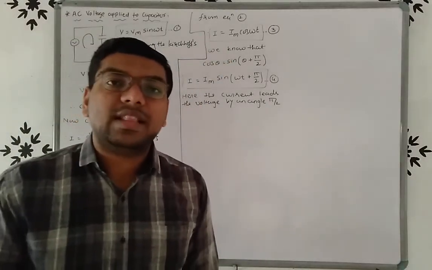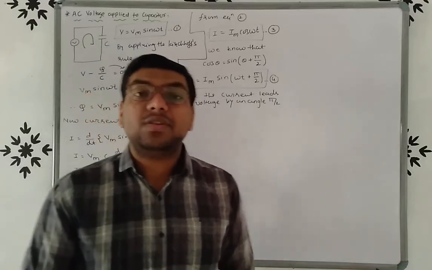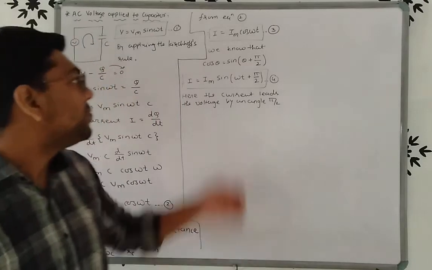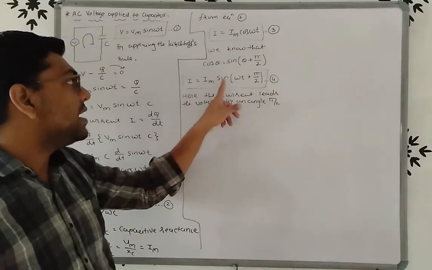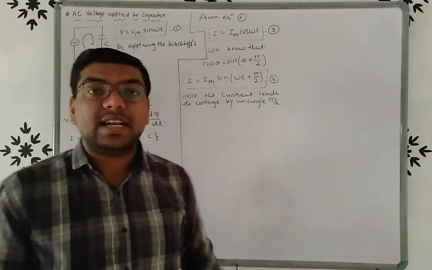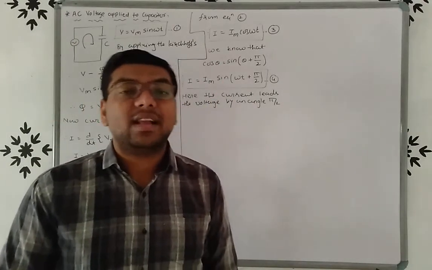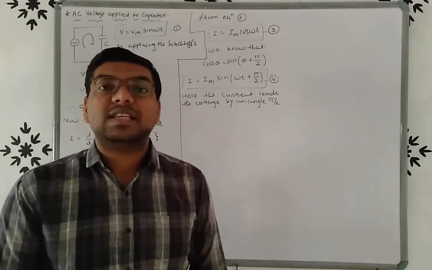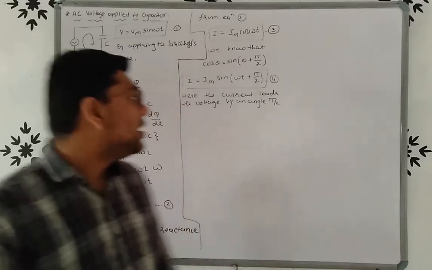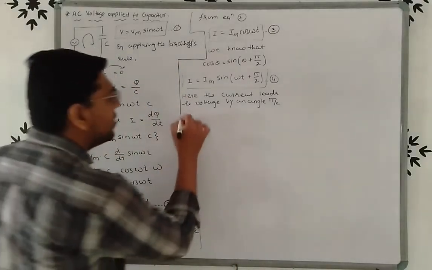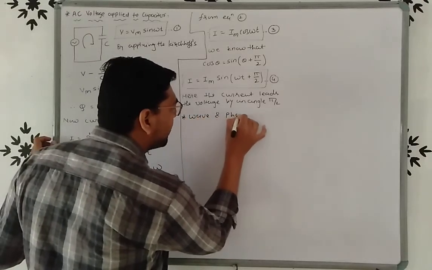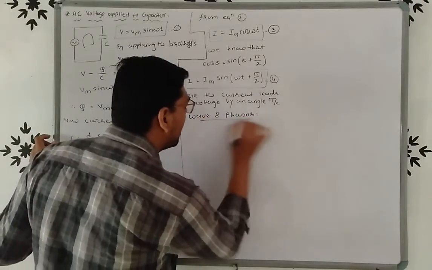So I is equals to Im cos omega t. If we want to write this equation in terms of sine, then we know that cos theta is equals to sin theta plus pi by 2, right? So I is equals to Im sin omega t plus pi by 2. So here we can say that the current leads voltage by angle pi by 2, or you can say the current is ahead of voltage by angle pi by 2. Now we draw the wave and phasor.